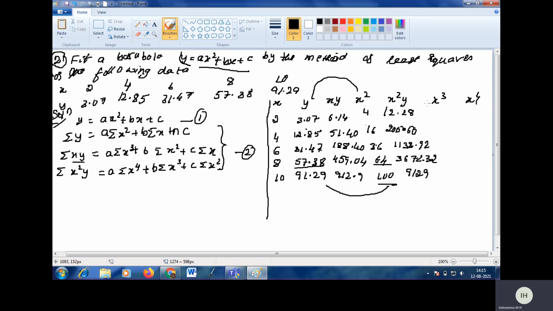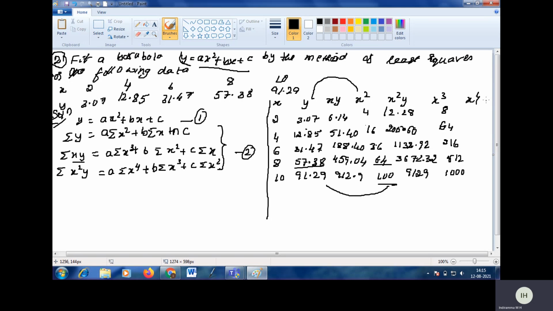Next we have to find out x cube. Cube for the first column. 2 cube is 8. Then 4 cube is 64. 6 cube, what is 6 cube? 6 cube is 216. Next, 8 cube will be 512. Next, 10 cube will be 1000.